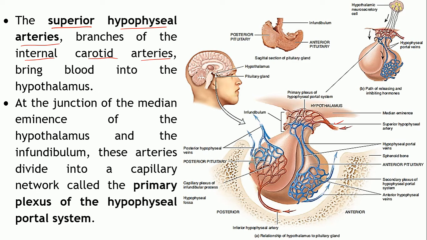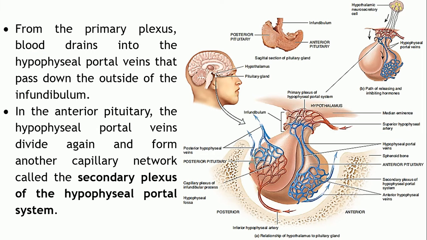So, at the junction of the hypothalamus and the pituitary gland, the hypothalamus and the infundibulum, this artery is dividing into a capillary network, right, at the infundibulum. This capillary network into which this superior hypophyseal artery divides is known as the primary plexus of the hypophyseal portal system. So, this is the first capillary network into which the artery is dividing.